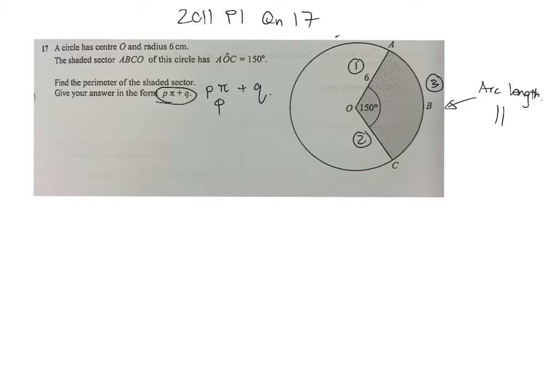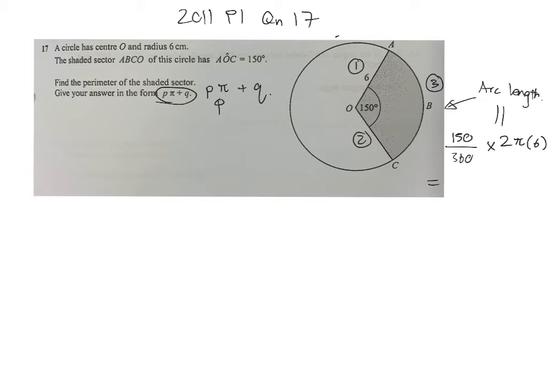So arc length, what's the formula again? Theta over 360 times 2 pi r, which is 150 over 360 times 2 pi r. Okay, stop. I have to ask you one more time: how do I know I definitely have to use this formula? This version. You have to find the arc length, and the angle is in degrees. Okay? Alright, so now I look at this carefully.